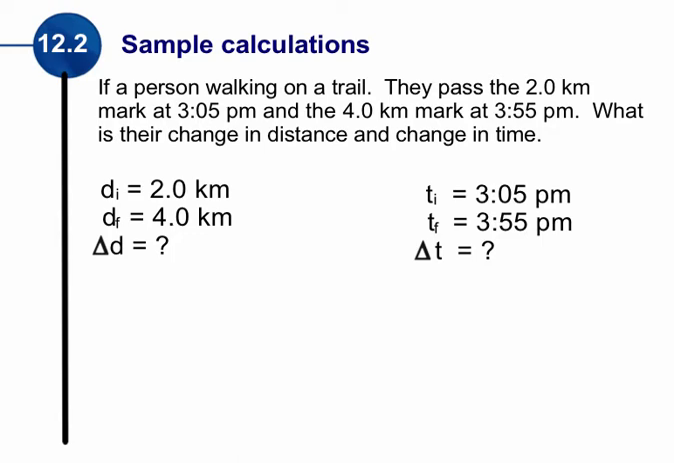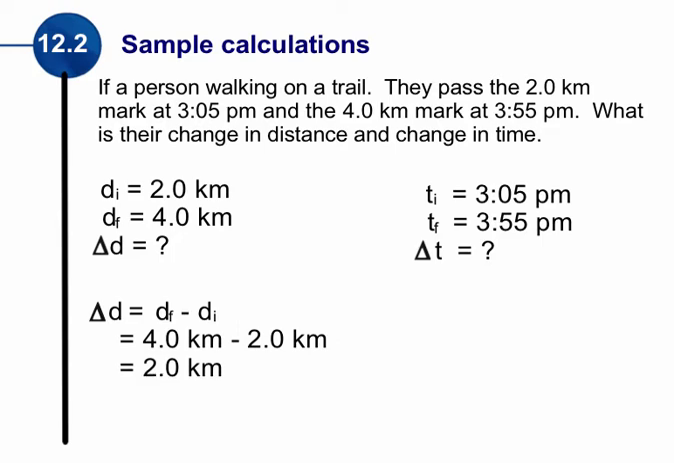So let's start with change in distance. And change in distance, as we already looked at before, is really just d final minus d initial. And the final distance and the initial distance are just already given above. Just plug them in. d final is 4 kilometers. d initial is 2 kilometers. We're just going to subtract them, and in the end we get 2 kilometers. Final minus initial. That would be our change in distance.